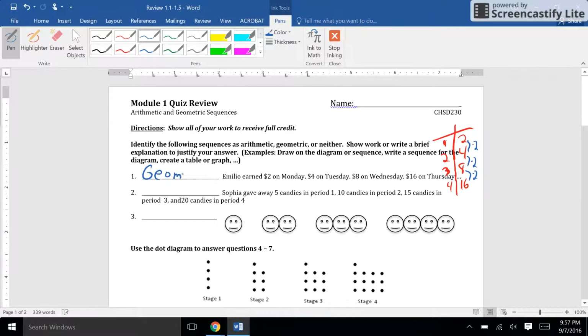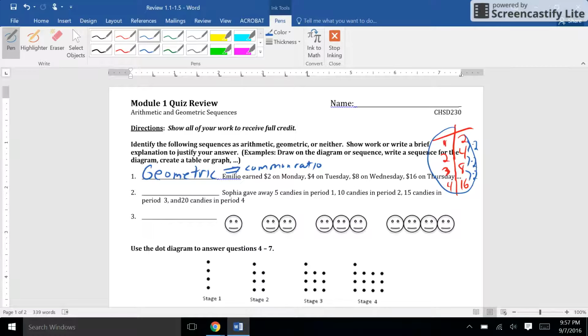So geometric. This is enough to show the work right over here, where we did this work right here. You could say maybe, if you wanted to say, common ratio. All right, Sophie gave away 5 candies in period 1, 10 candies in period 2, 15 candies in period 3, and 20 in period 4.